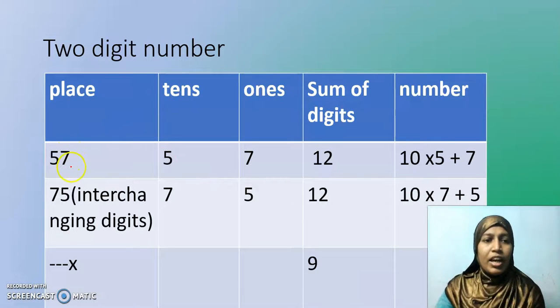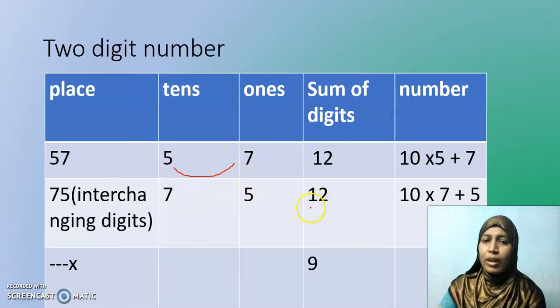Yes. If I have 57, I will write in the tens place it is 5, and in the ones place it is 7. And what about the sum of their digits? It is 12, isn't it? 5 plus 7 is 12. If I interchange their positions, 7 here and 5 here, 57 is changed to 75. Even there, the sum of the digits is 12.